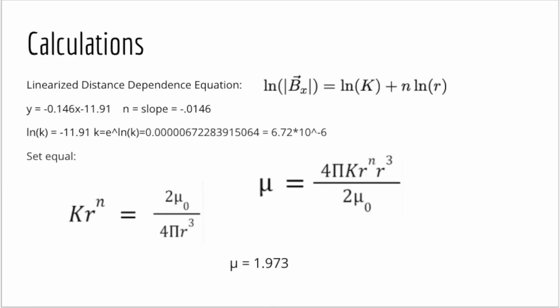Here we are doing some simple calculations using the linearized distance dependence equation. We know the slope of our graph is given as negative 0.0146, and we know our natural log of k is negative 11.91, which we see in the data from the spreadsheet. We can then set them equal and solve for mu, which we found to be 0.1973.